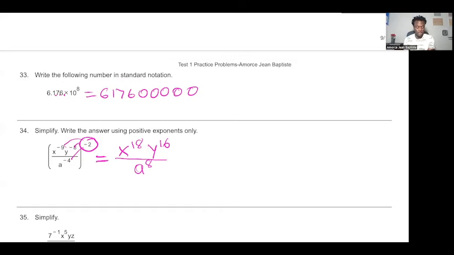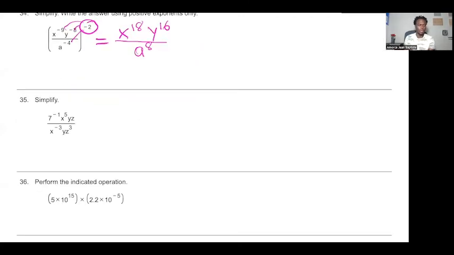So that makes it exactly how I want it. So this one was easy. Now this one here, let's do the same thing. We're going to apply the negative exponent property. 7 to the -1 power will move. I will move it to the bottom. That will be a +1 exponent that I don't have to write.